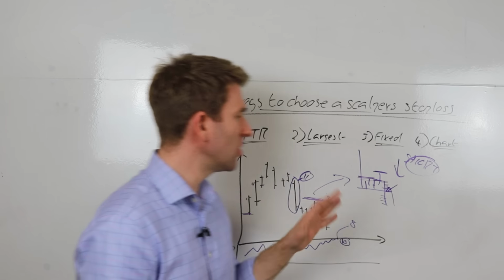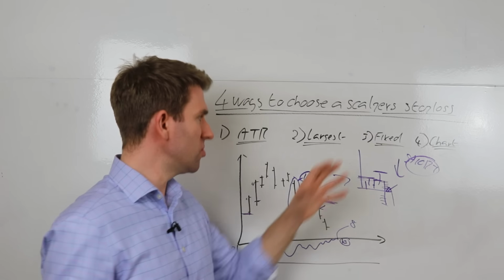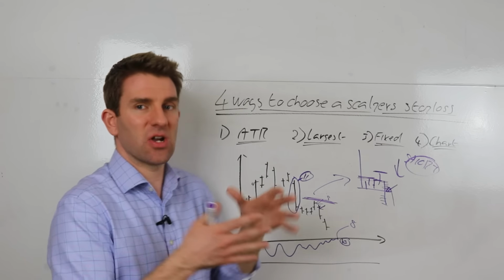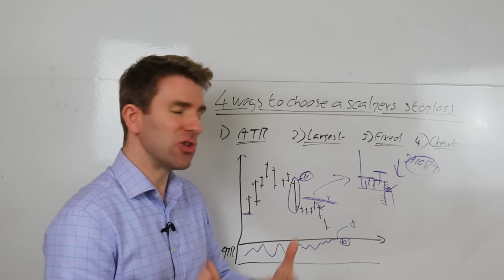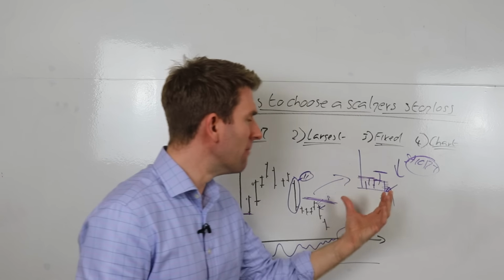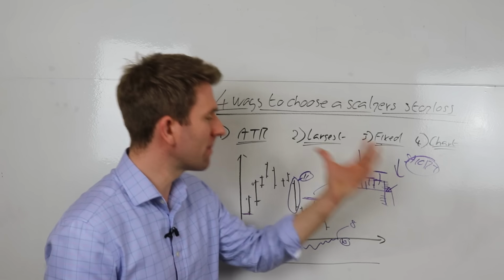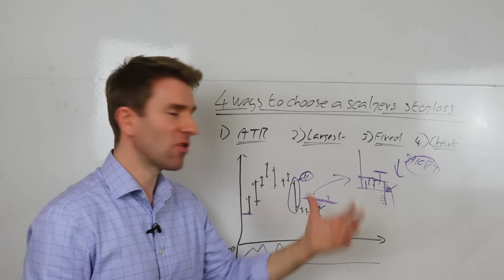I like to use a little bit of a hybrid. So using a fixed or a largest as a kind of worst case scenario, and then being a little bit more aggressive, perhaps allowing my judgment to take charge a little bit more, and using a chart based or a pattern based or a price action based entry and exit criteria when I'm scalping.